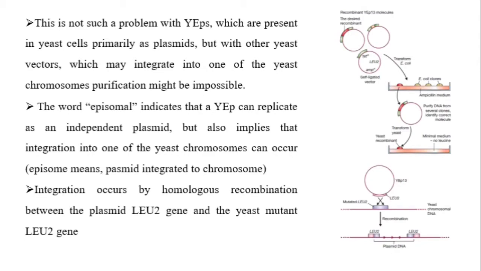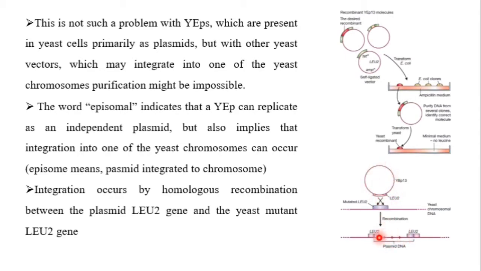This integration occurs by homologous recombination between the plasmid LEU2 gene and the yeast mutant LEU2 gene. Here you can see the vector LEU2 gene, and this is the host chromosomal mutant LEU2 gene, which is the mutated one. The normal LEU2 and mutant LEU2 undergo homologous recombination. In that way, this recombinant YEP is integrated into the host chromosome.